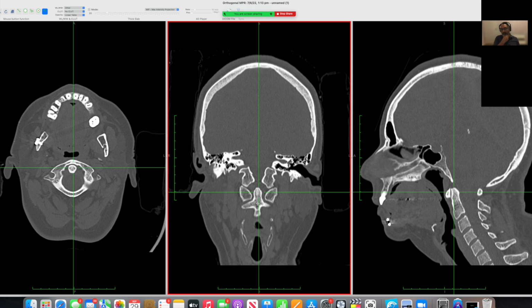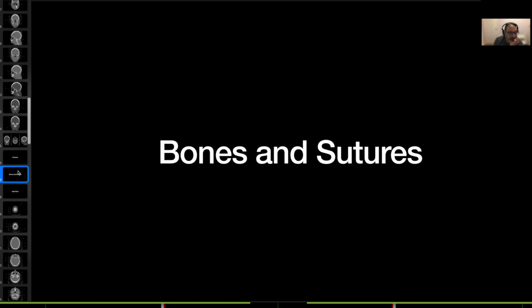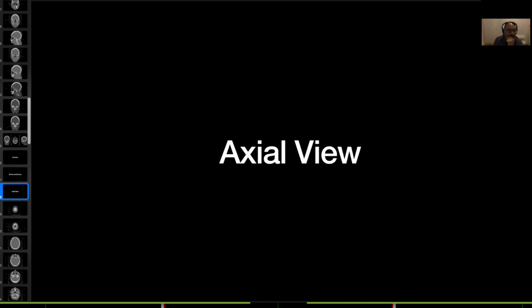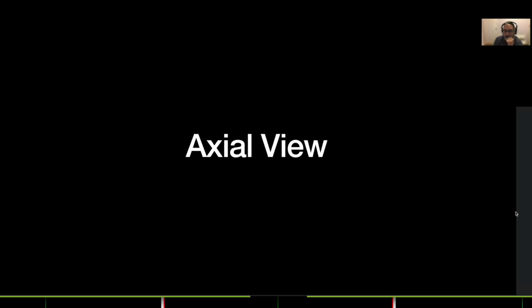I can discuss the course of the cranial nerves, and I guess we'll do that when we do the quiz. Okay, so you want to break for about 5 minutes and then start with the quiz. Okay, so I've done the bones and sutures, and we'll start with the axial view. I hope you can see it well.